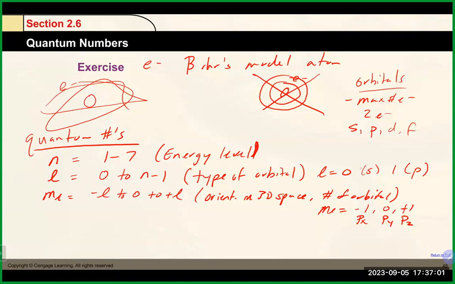And then we also have the spin quantum number, which can be plus or minus 1/2. Typically our first electron that goes in will have a positive half spin.